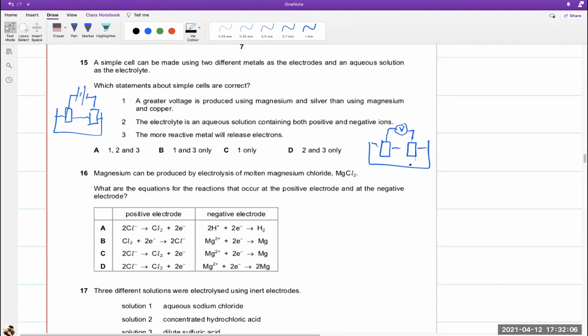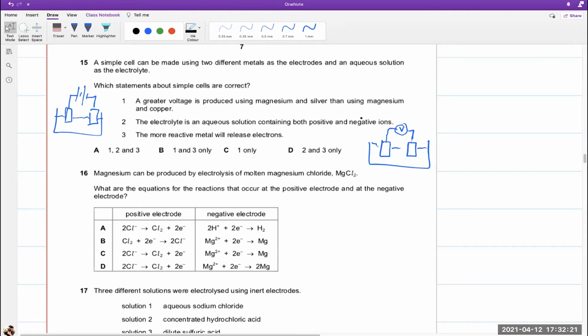The electrolyte is an aqueous solution containing both positive and negative ions. Of course, it's an aqueous solution. उसने बोला हुआ है कि वो aqueous solution है. So it will contain both positive and negative ions. The more reactive metal will release electrons.